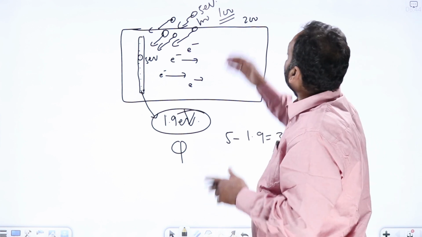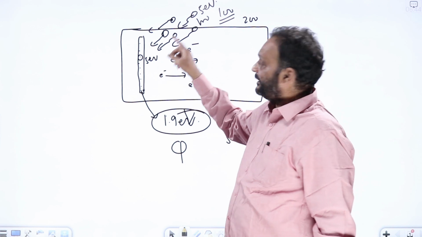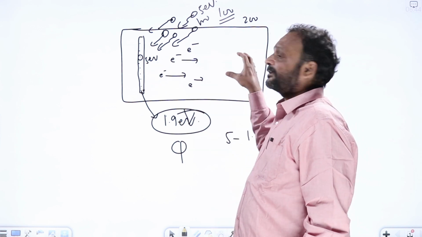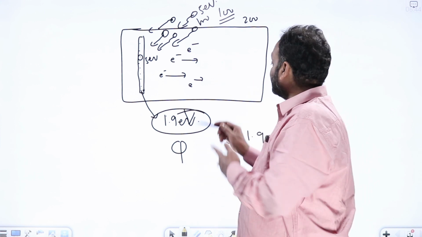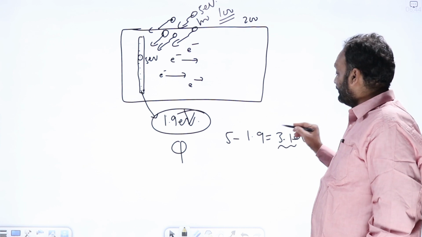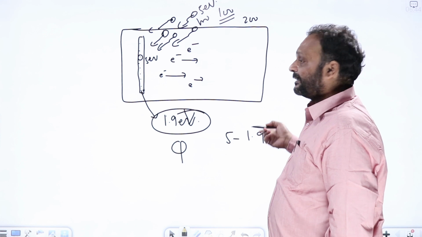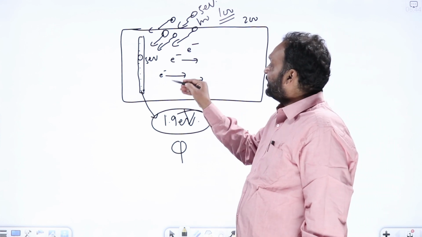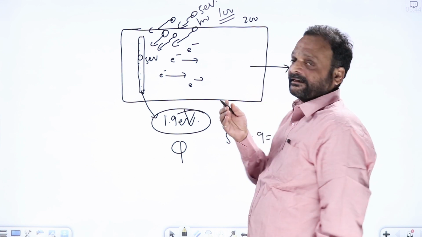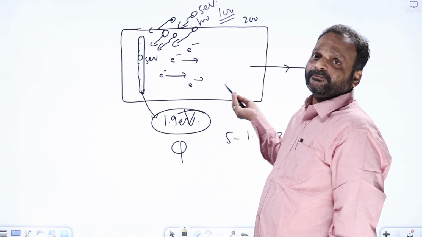What will happen now? 200 photons fall on the metal plate, 200 electrons acquire that 5 electron volts, and every electron spends 1.9 electron volts. And how many electrons will come out? 200 electrons will come out, but each electron's energy still remains 3.1 only. That's why the kinetic energy of the photoelectron is independent of the incident intensity. But photoelectric current depends on it. Why? Instead of 100 electrons, 200 electrons are coming out, so 200 electrons flow in the external wire. Current is nothing but charge per unit time. More electrons, more charge, more current.